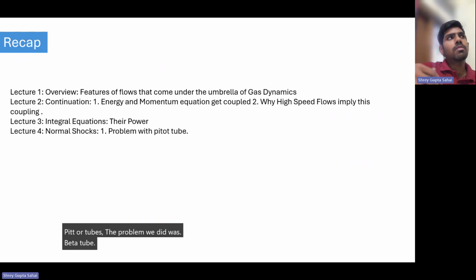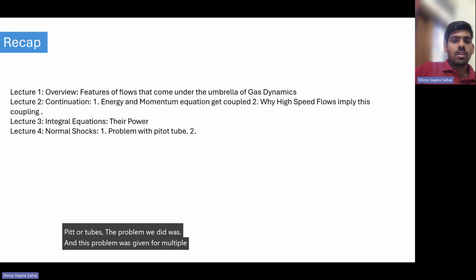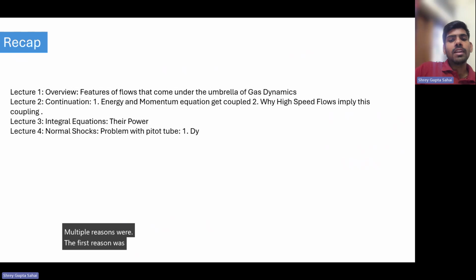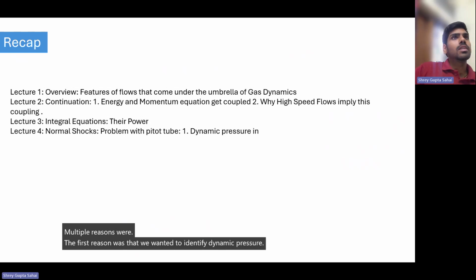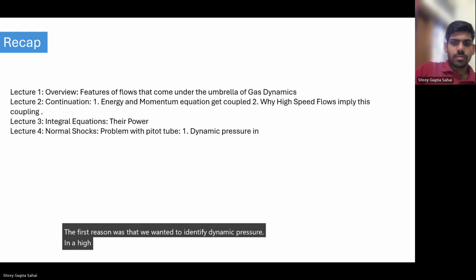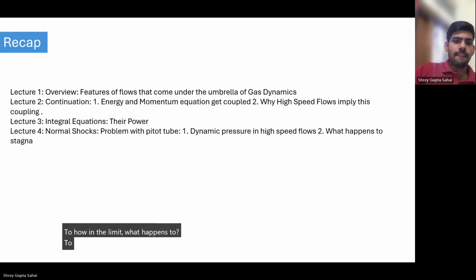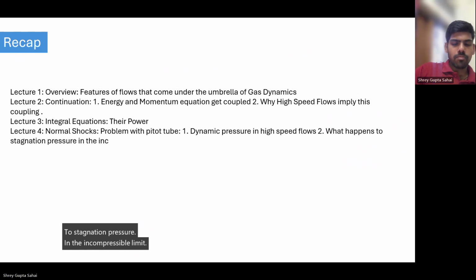This problem was given for multiple reasons. The first reason was that we wanted to identify dynamic pressure in high speed flows. Two, what happens to stagnation pressure in the incompressible limit.